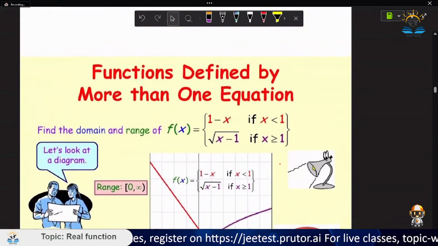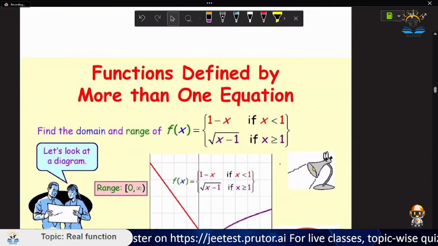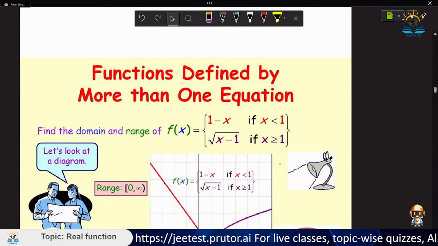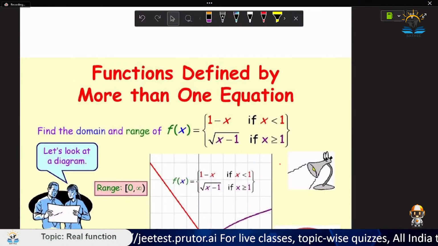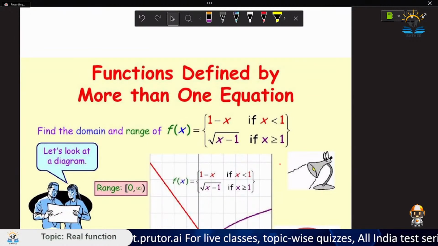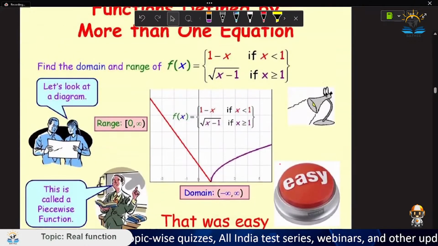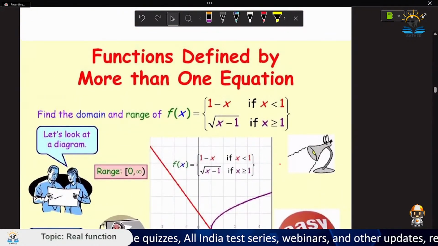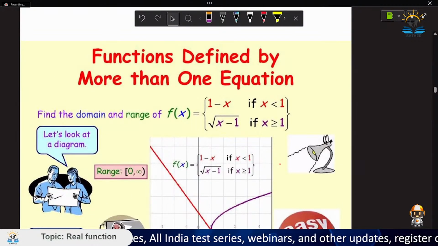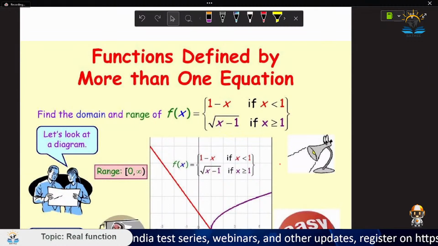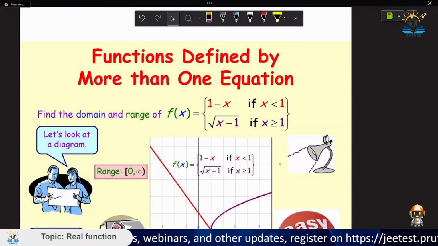So yes, functions being defined by more than one equation is also very prevalent for JEE. If you're prepping for JEE, these are the questions that you will see more often in your paper. What we are trying to do here is solve these kinds of questions with graphs. If you can draw the graph of a function, it can make the question much easier for you. If not, then you'll have to try solving it mathematically. But plotting a graph can make your question very easy.